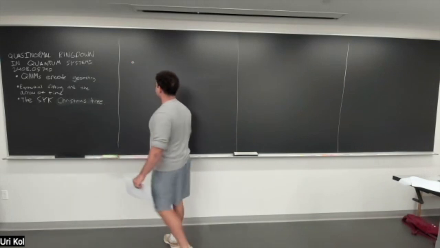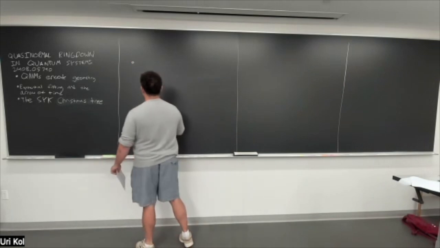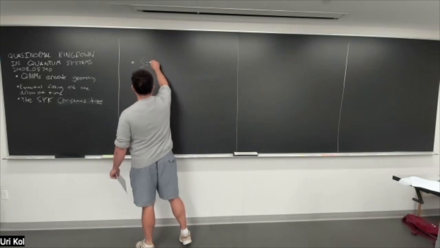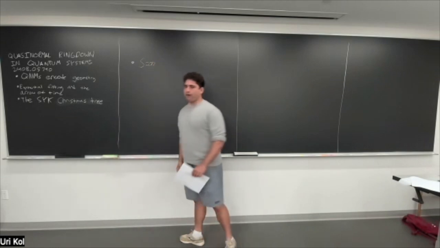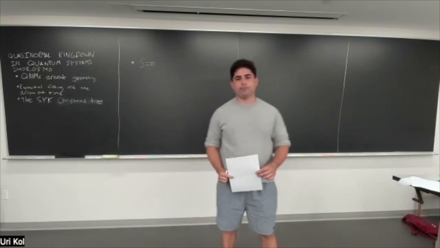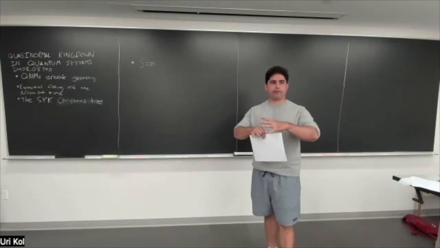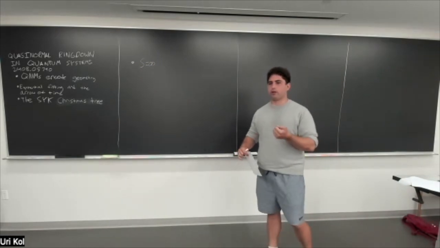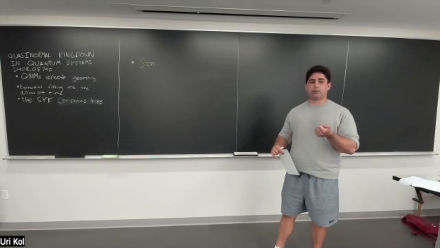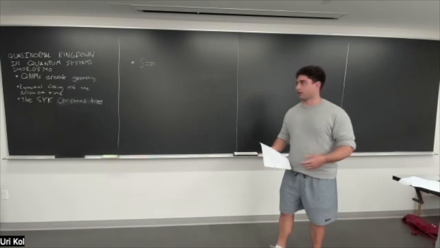So I'm interested in quantum systems at finite temperature. And in particular, I want the entropy of the system to be infinite. So you can think of a spin system on a lattice in the limit of infinite volume, or you can think of a system with an infinite number of local degrees of freedom, like a large N gauge theory.